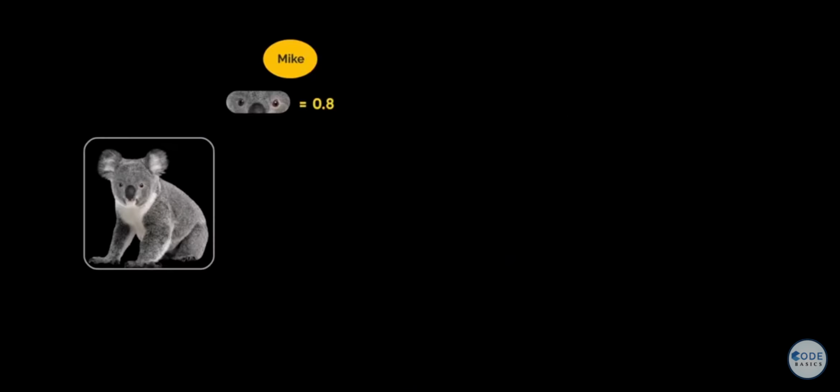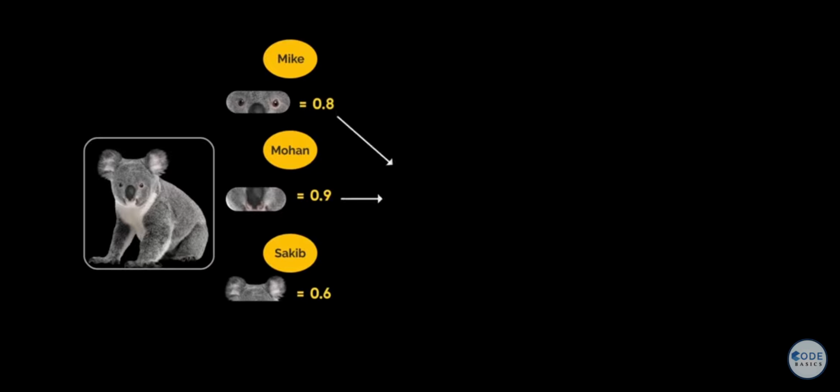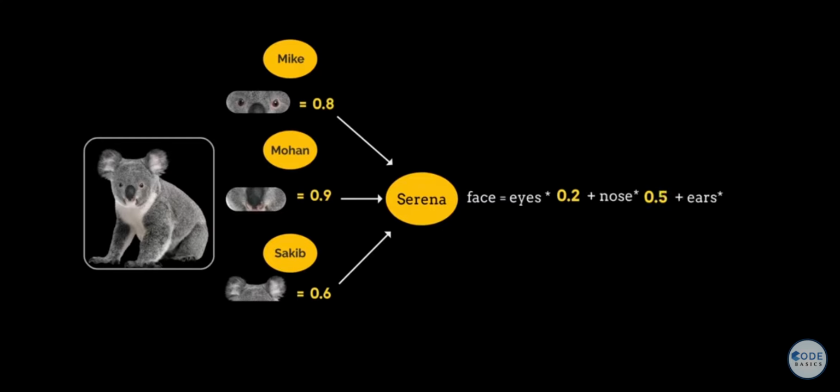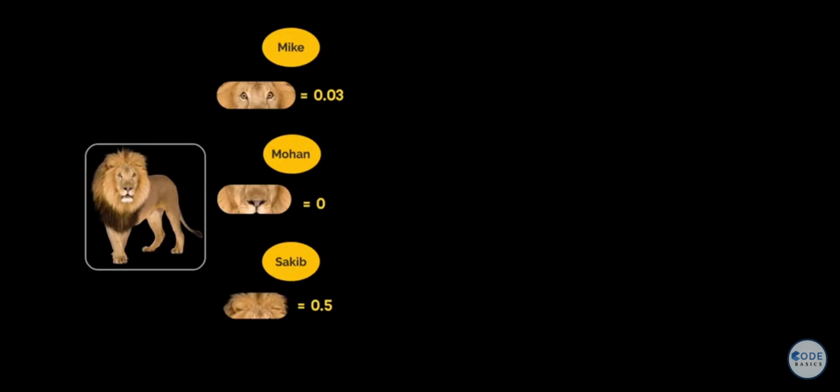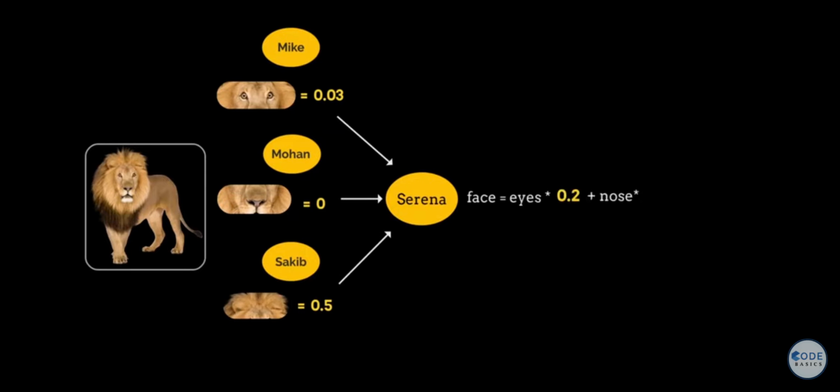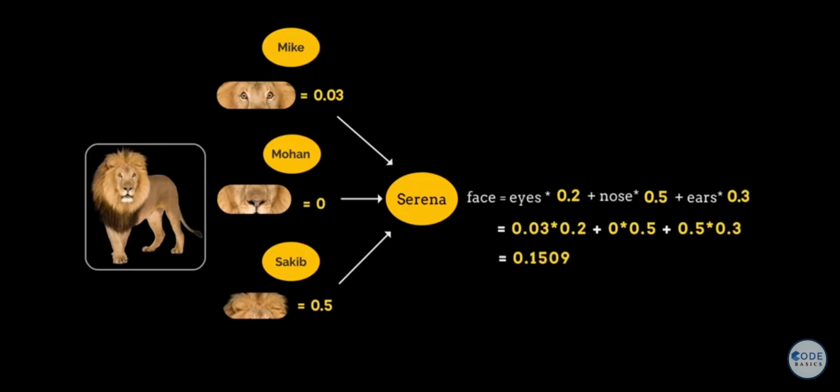For example, in this particular case, I have given sample scores by each individual person, and Serena computes the face score to be 0.79. So if anything is more than 0.5, it means it is a koala's face. Similarly, if there is a lion's image, you will see that based on the scores, the face score will be 0.15, which means it is only remotely looking like a koala's face.